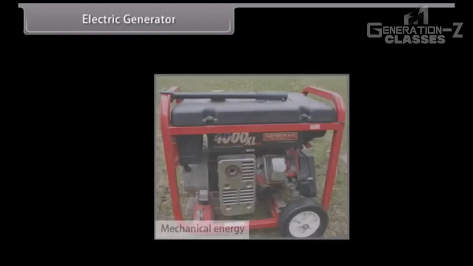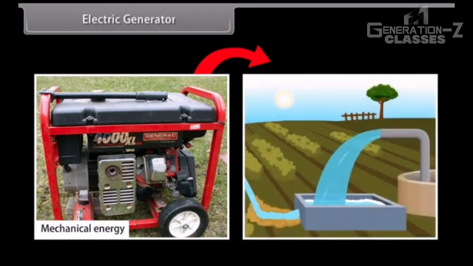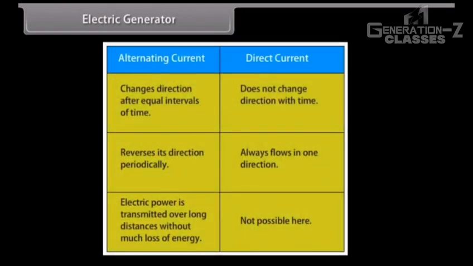Electric generator. An electric generator converts mechanical energy to electrical energy. It forces electrical charge to flow through an external electrical circuit. An example is a water pump, which causes water to flow but does not create water. Electric generators operate based on electromagnetic induction. That is, whenever a conductor moves in a magnetic field, a current is induced in this conductor. If a magnet is spinning inside a coil, alternating current is induced in the coil. Alternating current changes direction after equal intervals of time. The other type of current is direct current, which does not change direction with time.